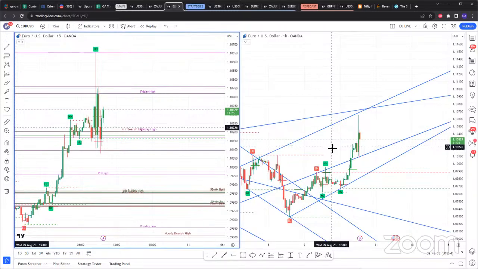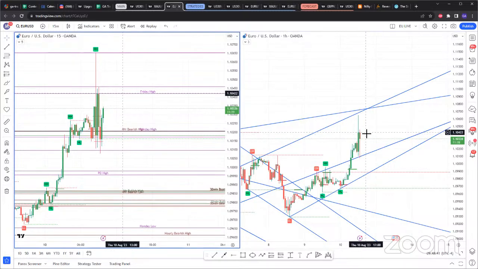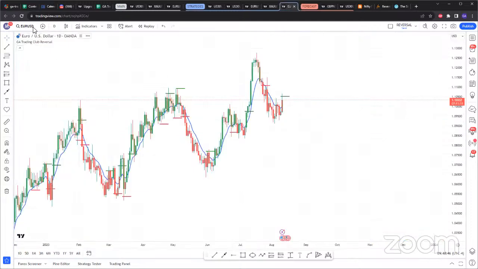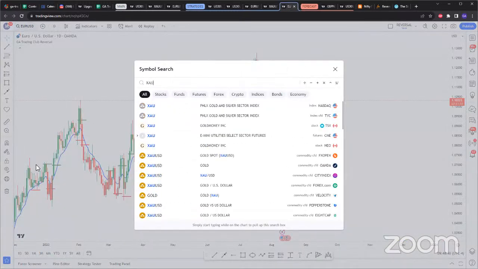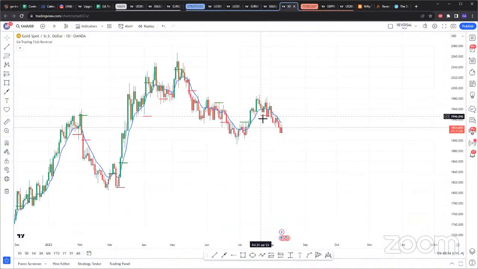On the hourly time frame, you can see that here it's still bullish on the hourly. So again, we have conflicting signals, like US 30. On gold, if we go to gold on the daily, the last SAR was bearish. So I'm still bearish on gold. On the daily, I'm bearish on gold.